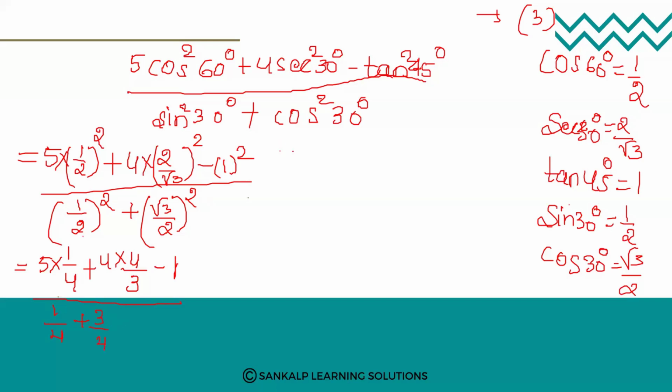Now 5u into 1, it is 5u divided by 4, plus 4 into 4, it is 16 divided by 3 minus 1 divided by the denominator, which is 4. 1 plus 3, it is 4. 4 and 4 will get cancelled. So what remains here? Only 5 divided by 4 plus 16 divided by 3 minus 1.